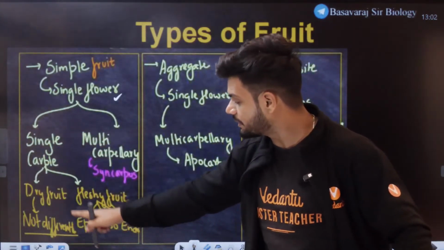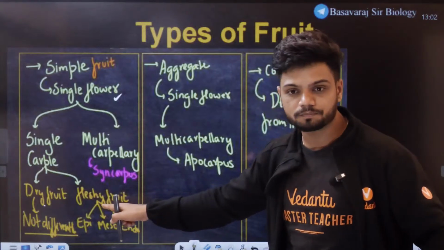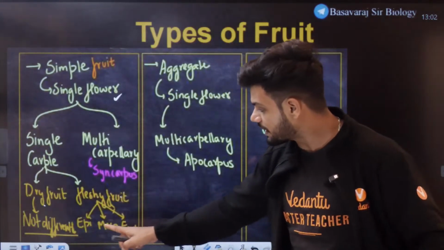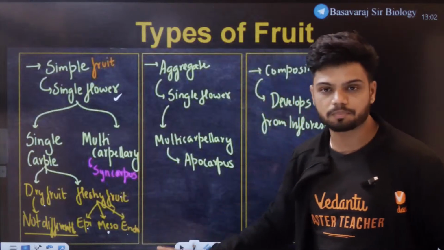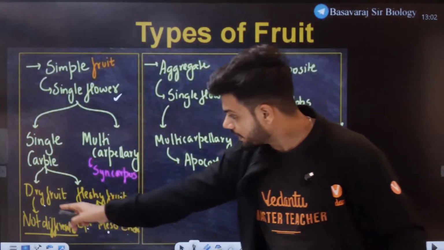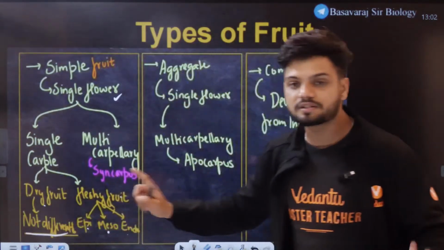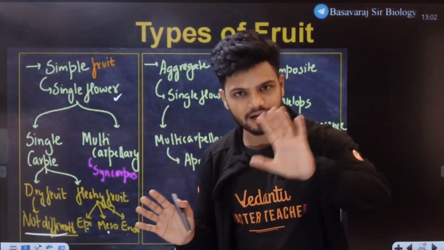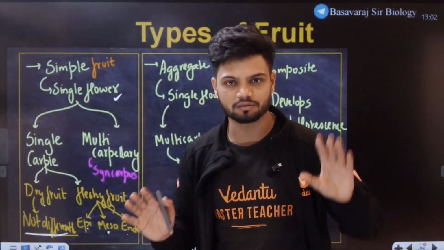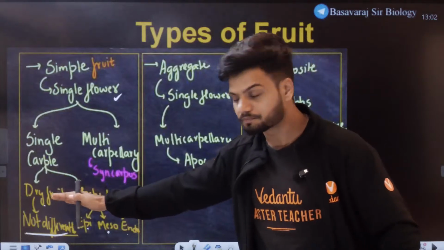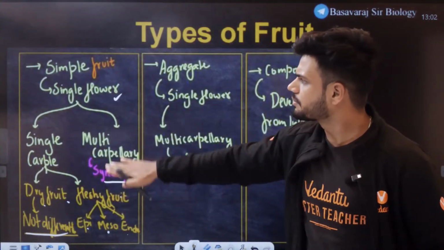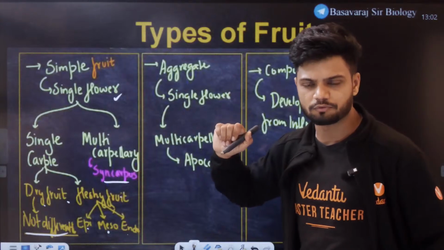Single carpel can be divided into dry fruit and fleshy fruit. What is the difference? In fleshy fruit we have epicarp, mesocarp, endocarp. In dry fruit, no differentiation. And this dry fruit is not kaju, badam and all, not cashew, almond and all. Dry fruit is different. In multicarpellary syncarpous condition, we have simple fruit.